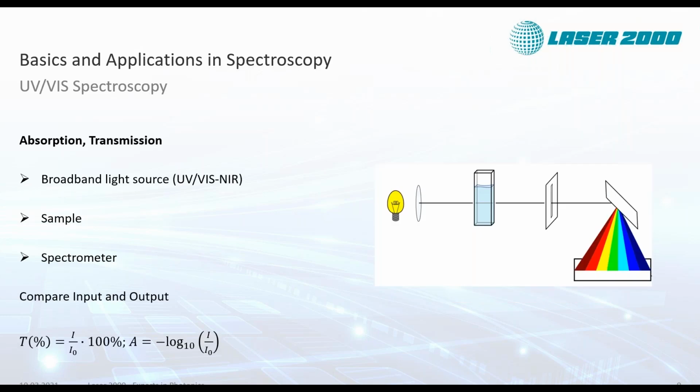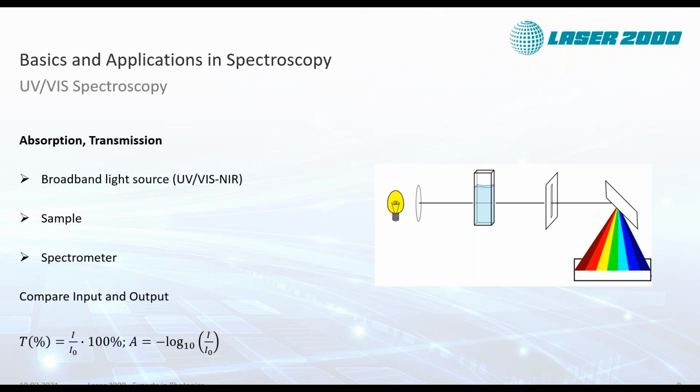The basic setup for an absorption or transmission measurement consists of the following things. This is a broadband light source. Of course, a sample, unless you want to measure the light source itself.